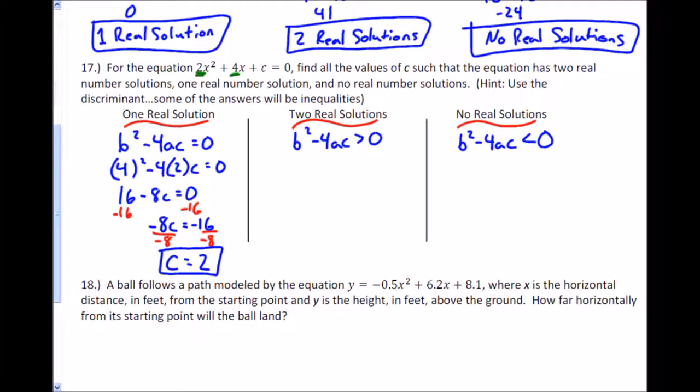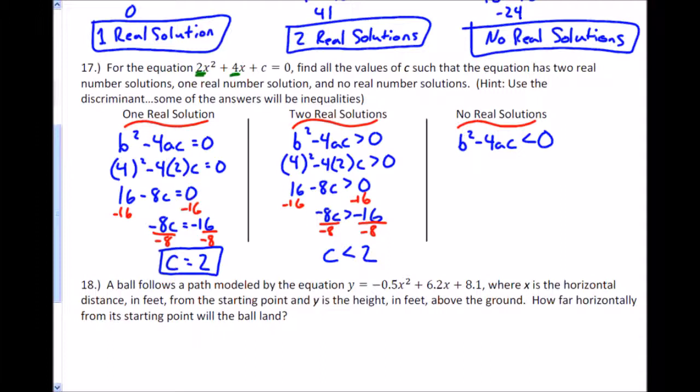Okay? If I do the same thing with the next one, again, I have the b value is 4. I have the a value, which is 2. I'm just going to solve this for c. That's 16 minus 8c is greater than 0. I subtract the 16 from each side, just like I did before. I've got negative 8c is greater than a negative 16. I divide each side by the negative 8. So I find out that c is, well, since I divided by a negative, I have to flip the inequality sign, so it's less than a positive 2. So when my c value is less than 2, if it's a 1 or a 0 or a negative 1, I'll get 2 real solutions.